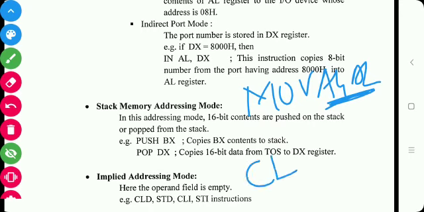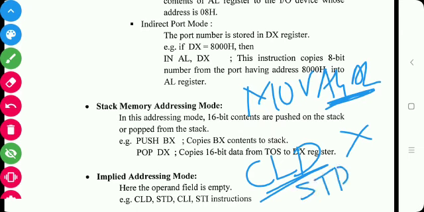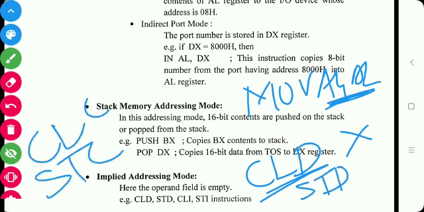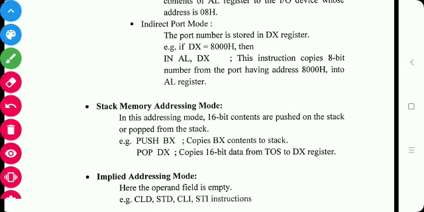In the processor instruction set, there are various instructions in the implied addressing mode, like clear direction flag, which does not have any operand. Set direction flag, clear carry flag, set carry flag, these are the instructions which are in the implied addressing mode.